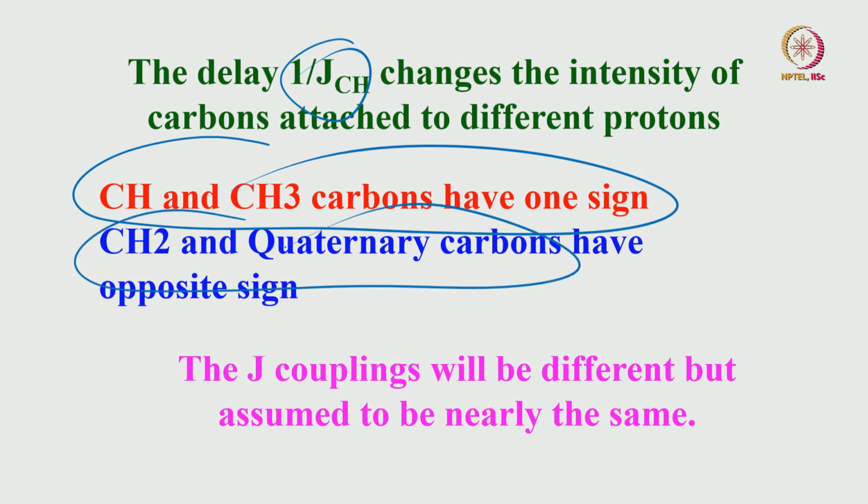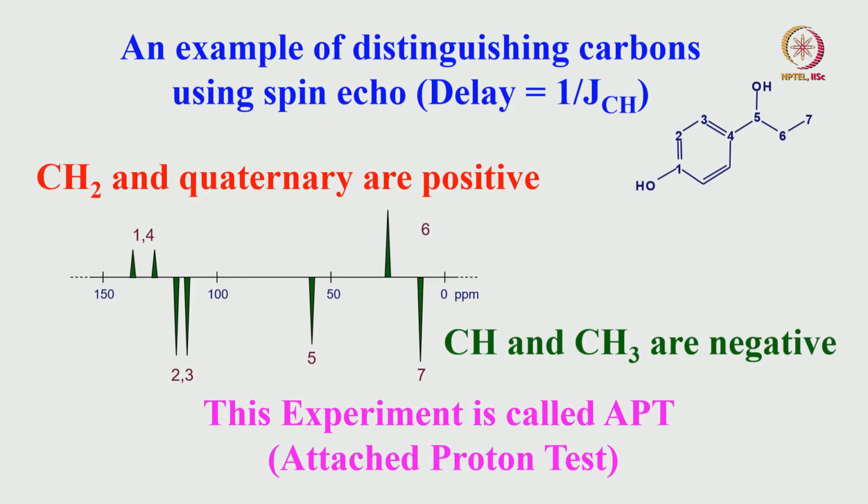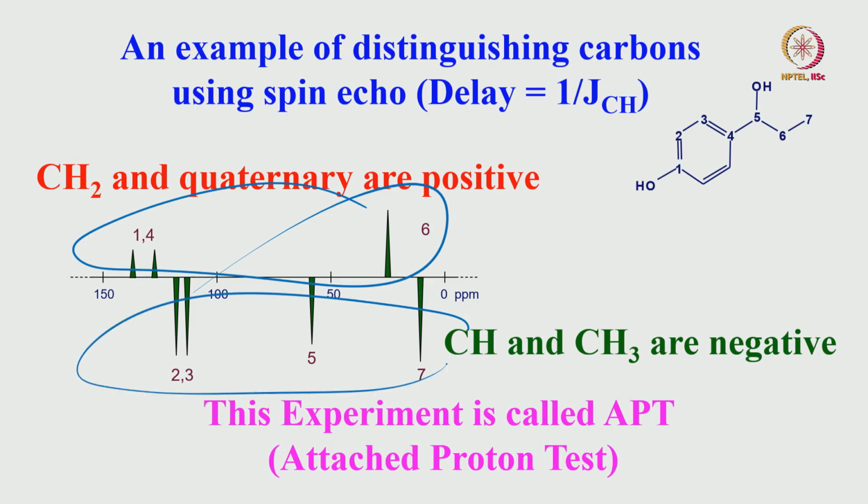Whether you make this positive or that positive is your convention. Conventionally, these two are always made positive by phase correction, and these two are made negative. You can do it the way you want, you can reverse it also, but the convention followed is this one. So J coupling, although it is different, assume it to be 150 hertz and do this, and this is what happens. Look at a simple hypothetical example of a molecule like this. CH2 and quaternary are positive, CH3 and CH are negative here.